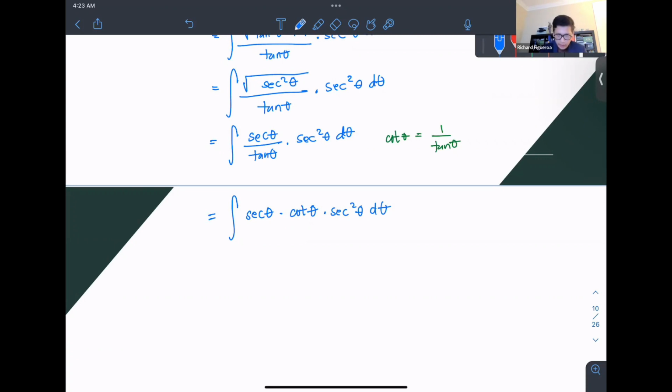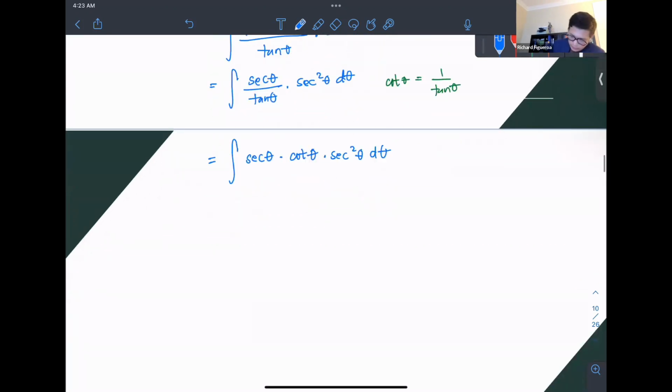And then afterwards, we can do this one as secant is the inverse of cosine. So 1 over cosine theta. Right? So secant is 1 over cosine theta. And then cotangent is cosine theta over sine theta. And multiply it with secant squared theta d theta.